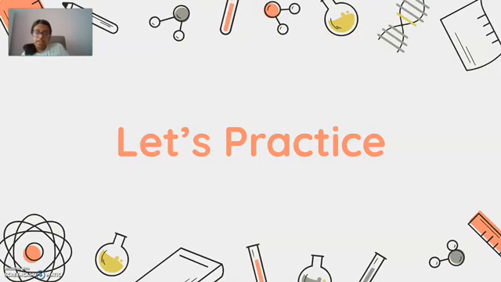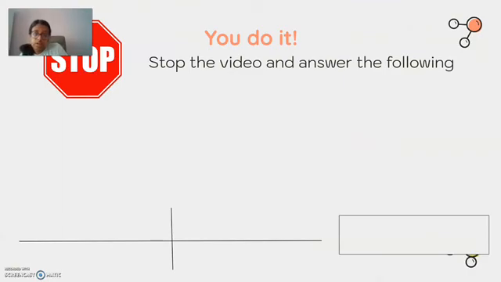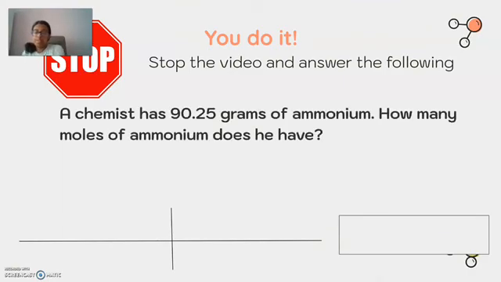So let's do a little bit of practice. Stop the video and answer the following question on your own. A chemist has 90.25 grams of ammonium. How many moles of ammonium does he have?